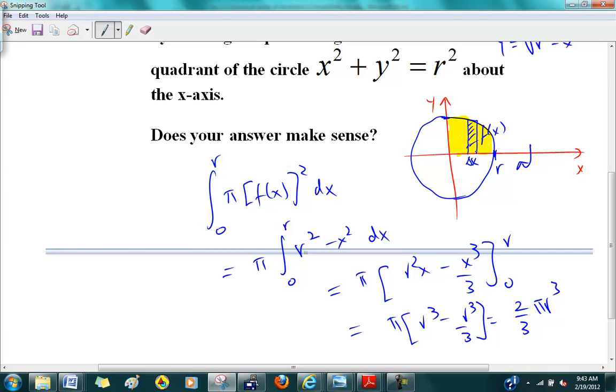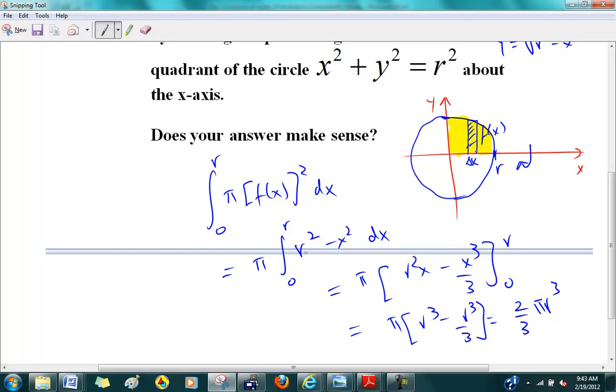So the things you need to do are, first of all, graph the equation, create a representative rectangle, hence a representative volume, write that as an integral, and then just do it. So this is actually called the volume of a solid of revolution using the disk method. Okay, using the disk method.